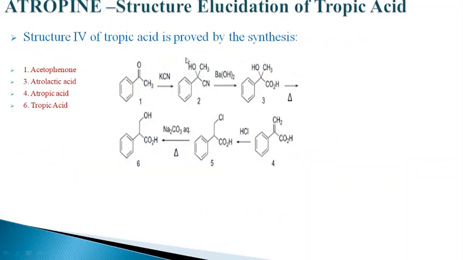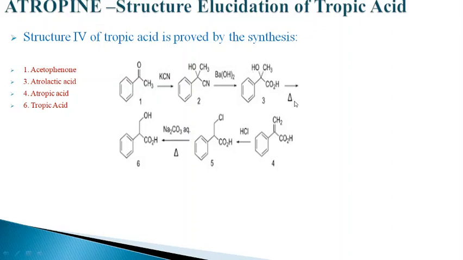The final evidence is in the form of synthesis. Structure 4 of tropic acid is proved by the synthesis. You can see the synthesis. We have taken acetophenone as the starting compound. Treating with potassium cyanide, we get cyanohydrin. Nucleophilic addition took place at the carbonyl carbon, yielding cyanohydrin, which on hydrolysis, CN is converted into a carboxylic group, which is atrolactic acid. This is atrolactic acid.